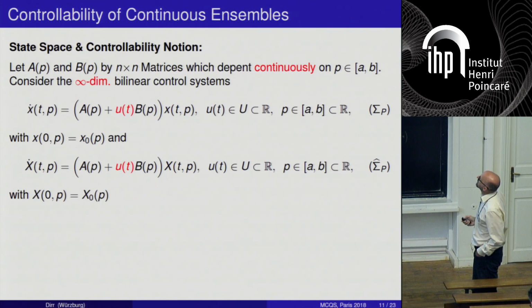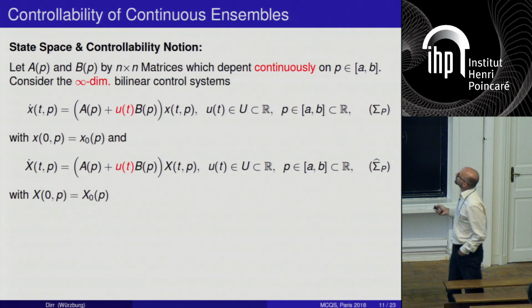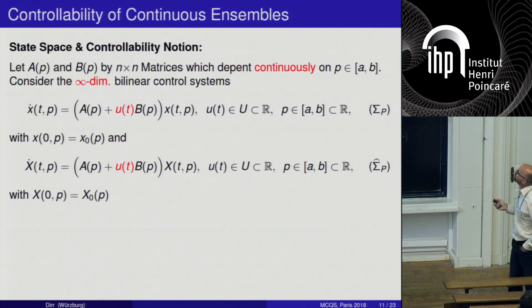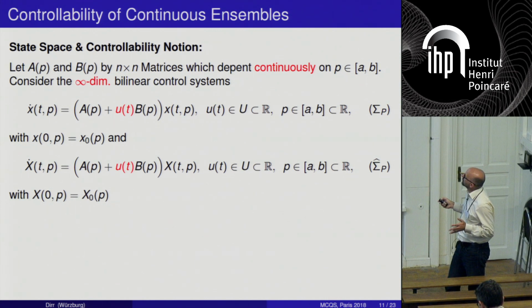Okay, so this is the continuous case now. We assume that the matrices A and B depend continuously on your parameter. We assume that the parameter ranges in some compact interval. Then we have these two infinite dimensional systems. Again, the one which evolves on some vector space, as we will see, and here the other one, which is, so to say, the group lift, the abstract group lift.